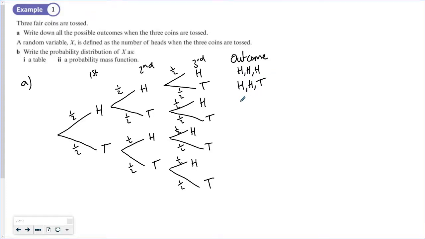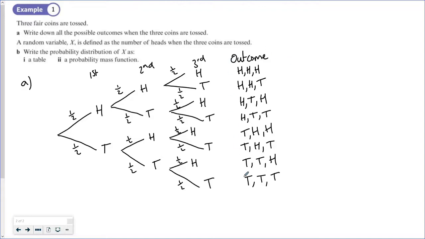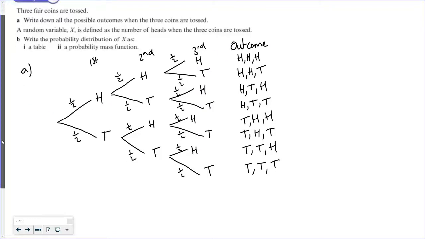And we could complete the list. So these are all the possible outcomes, and we've got 8 possible outcomes. And that makes sense because we've got 3 events happening, and each event has 2 possible outcomes. So it's 2 times 2 times 2, which is 8 outcomes.